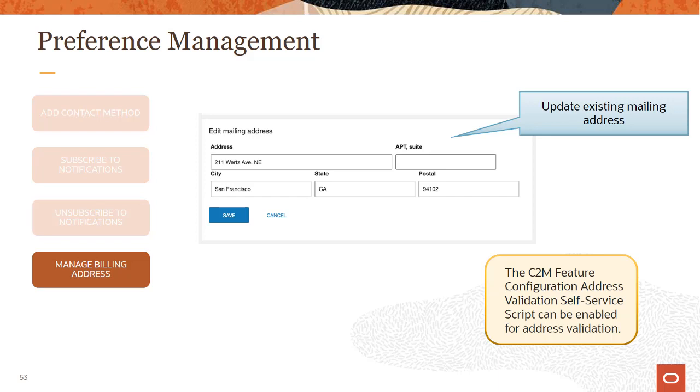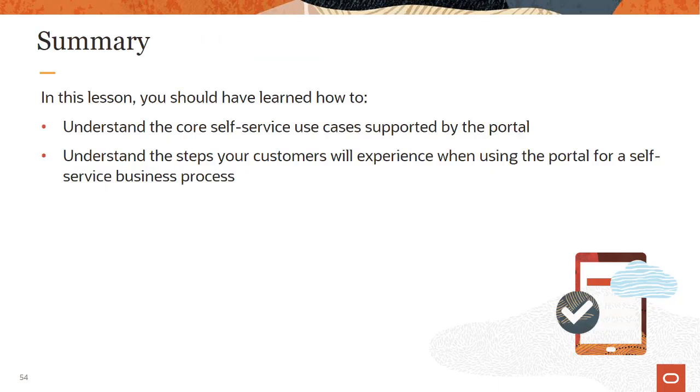The C2M Feature Configuration Address Validation Self-Service script can be enabled to validate addresses that the customer enters prior to allowing them to save. That concludes this lesson. After watching this video, you'll now be able to understand the core self-service use cases supported by the portal, as well as the steps your customers will experience when using the portal for a self-service business process.